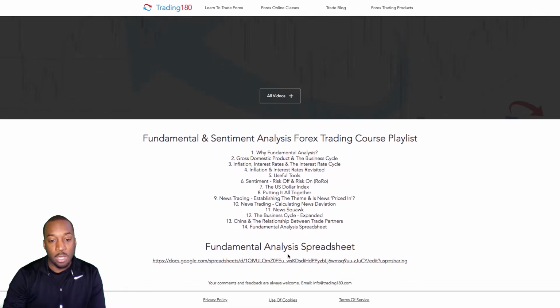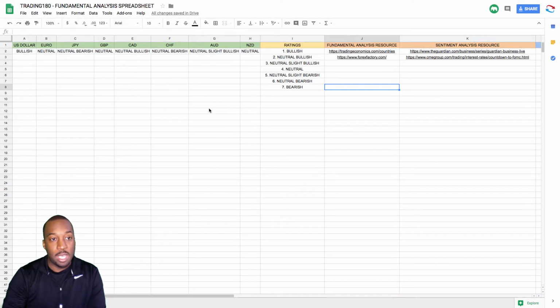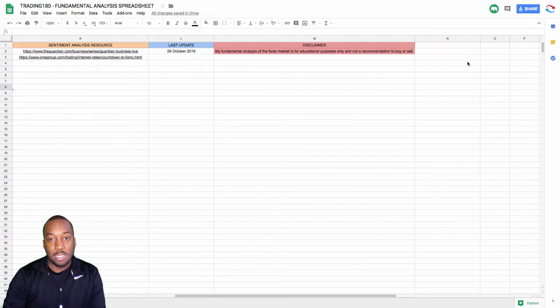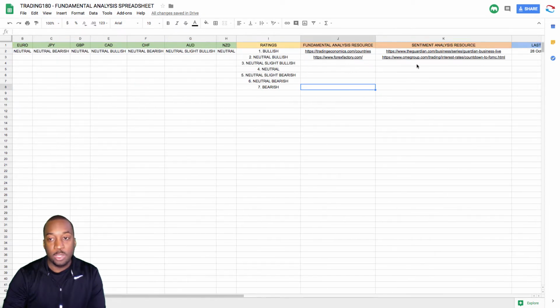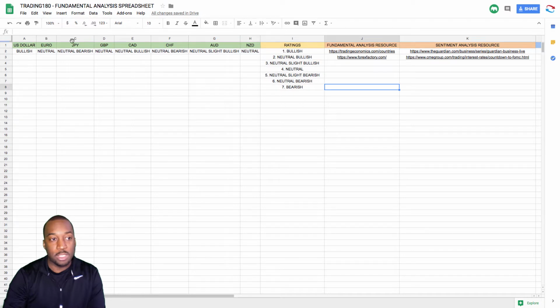I've also tried to help guys out with a fundamental analysis spreadsheet. Just click on that, it takes you to this, and based on my fundamental analysis, I show you what I am bullish or bearish on, where I get my fundamental analysis resources from, sentiment analysis, and the last update, which was today. Any of you who've been following me for a while know that this has stayed bullish pretty much all year since I've been showing you this fundamental spreadsheet.